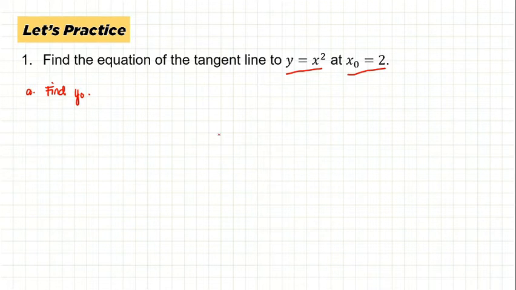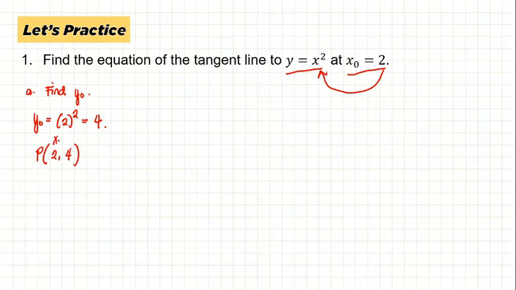To find y sub o, that is just the value of the function at x sub o. So therefore, we will just substitute the value of x sub o, which is 2, to our function. So you substitute 2 to your x here. So we will have y sub o is equal to 2 squared, and that is equal to 4. So what we did was substitute 2 to your x. So you have 2 squared equal to 4. Therefore, our point P has the coordinates 2 and 4. So 2 is our x sub o, and 4 will be our y sub o.